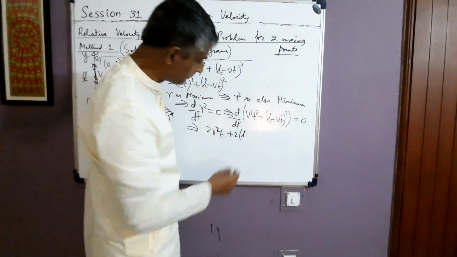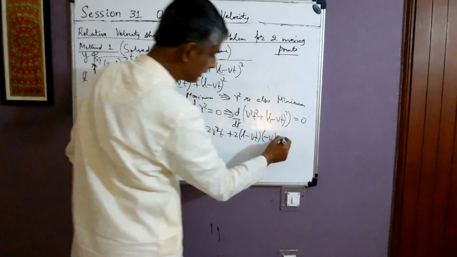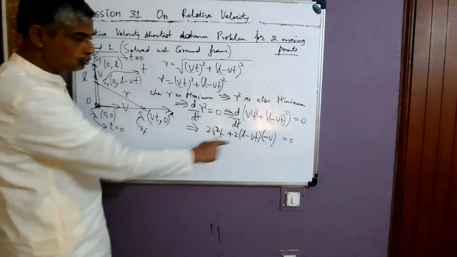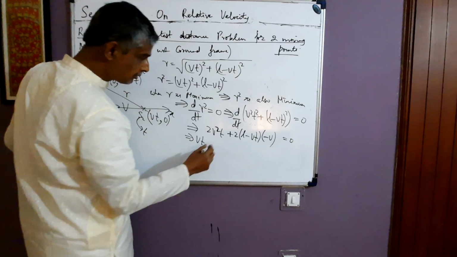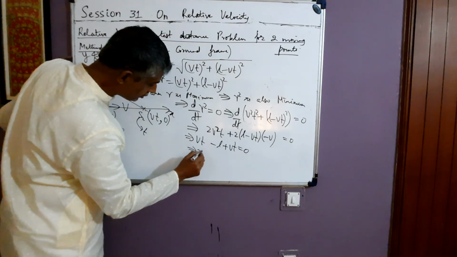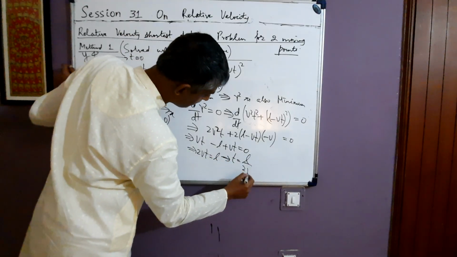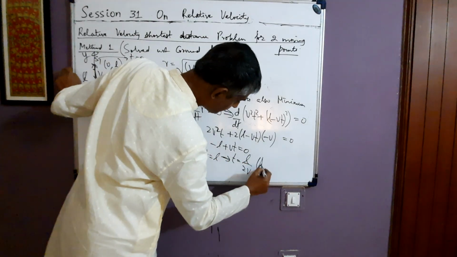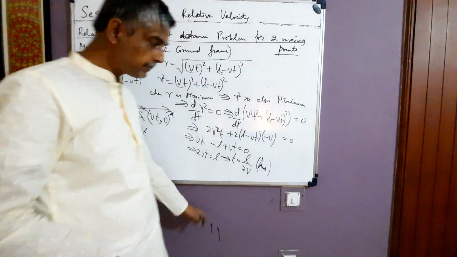I hope that is familiar. (L minus Vt) into minus v. That is just equal to 0. So 2v goes away, as you can see. Only we are left with Vt minus L plus Vt equals 0. So 2Vt equals L, t equals L by 2v. This is the first answer. Distance between the two ships becomes minimum after this much time, L by 2v.